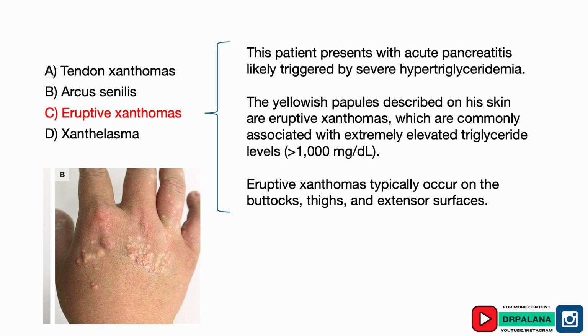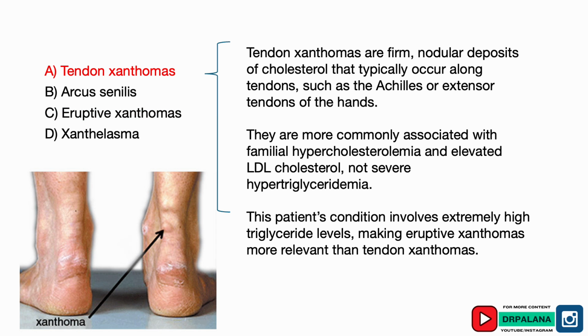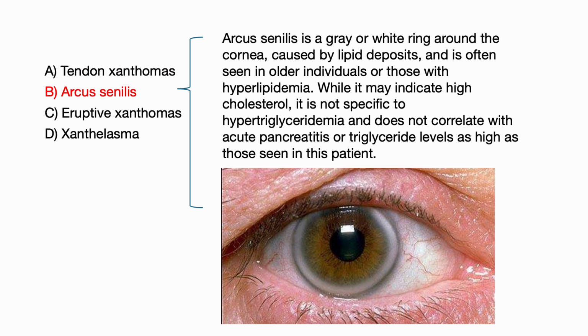Eruptive xanthomas typically occur on the buttocks, thighs, and extensor surfaces. Tendon xanthomas are firm nodular deposits of cholesterol that typically occur along tendons, such as Achilles or extensor tendons of the hands. They are more commonly associated with familial hypercholesterolemia and elevated LDL cholesterol, not severe hypertriglyceridemia. This patient's condition involves extremely high triglyceride levels, making eruptive xanthomas more relevant than tendon xanthomas.